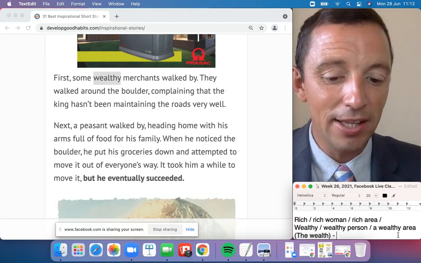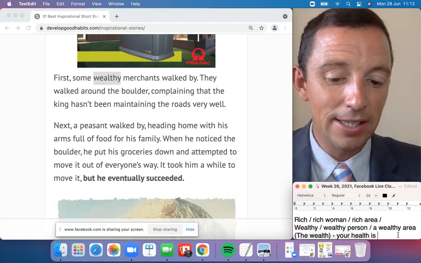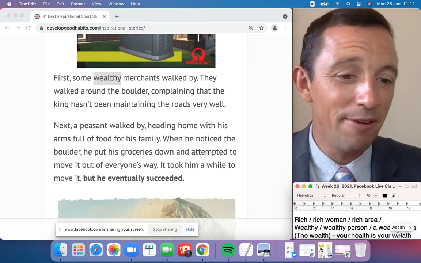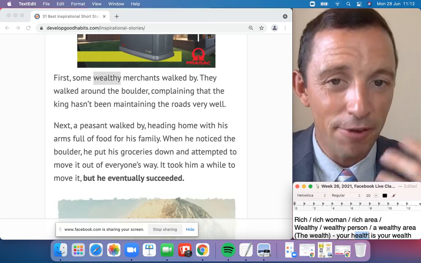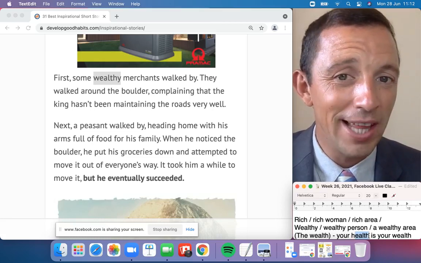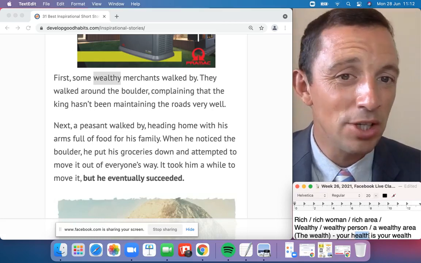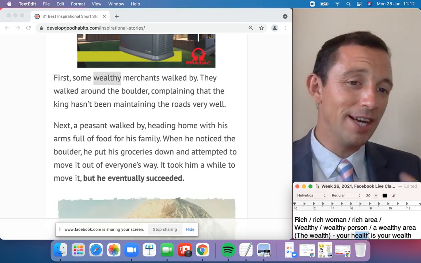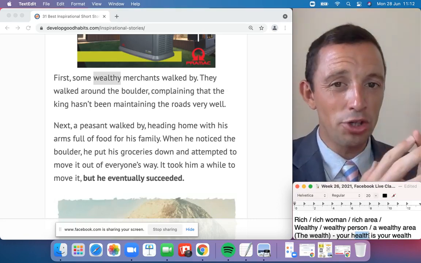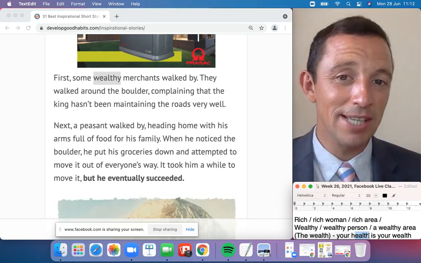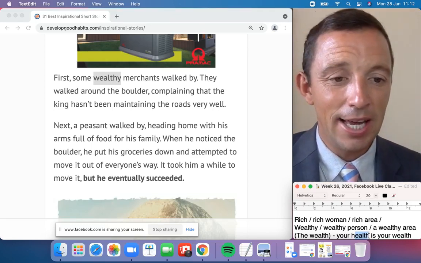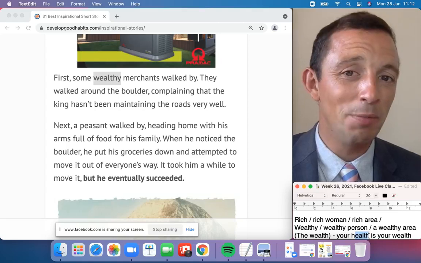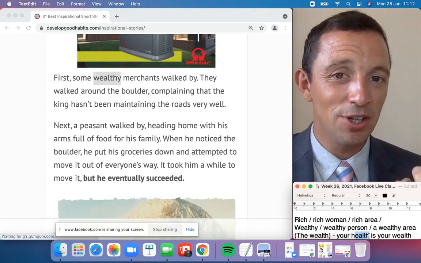Okay, but we have an expression in English. We say your health is your wealth. That's a very, very famous expression, and the significance is the health for you is the most important thing compared to money. So if you have a comparison with your health and a fortune, this expression represents that the health is more important, or maybe more valuable than the physical money.